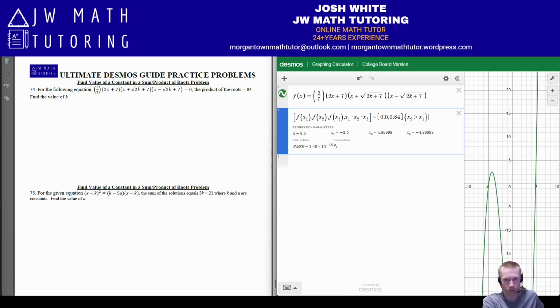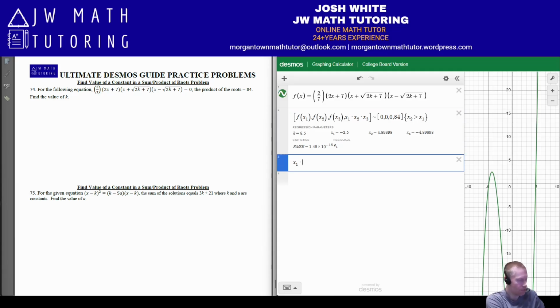That fixed part of the problem, but actually that should have fixed everything, because now notice we have 3 different values for x1, x2, and x3. If we multiply them together, yep, they equal 84. So we have the value for k right here. It's 8.5, or 17 over 2. So that's how you could do this entire problem using the list method, as I call it, or the regression list approach for this product of roots problem.